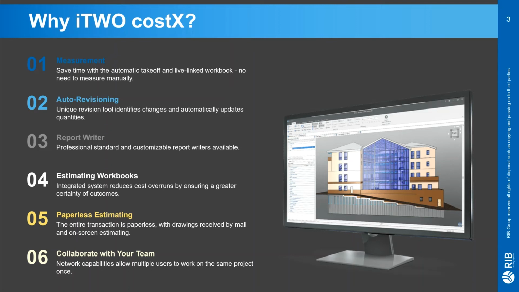Both of these are then integrated to a report writer that can publish both drawings that have been marked up as well as the estimation. So that could be a cost plan or a bill of quantities or whatever you use the workbooks for, and this gives you a complete paperless estimation solution that also enables you to collaborate with your team if you are deploying it on a network.